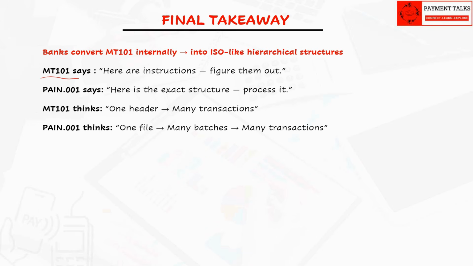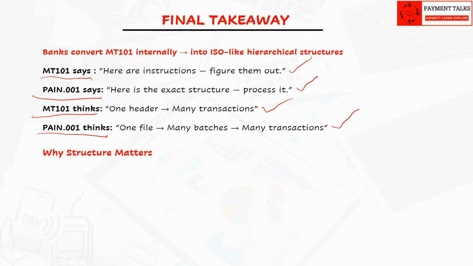MT101 says, here are instructions, figure them out. PAIN.001 says, here is the exact structure, process it. MT101 thinks, one header, many transactions. PAIN.001 thinks, one file, many batches, many transactions. That's the real evolution of MT to ISO 20022.